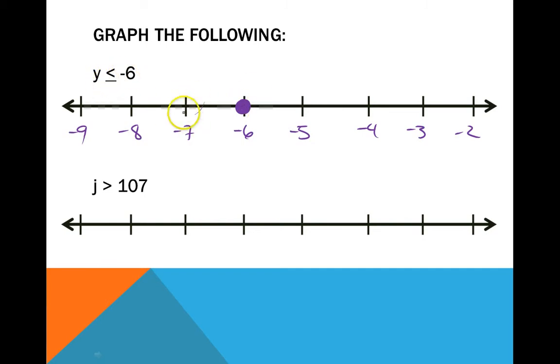Y is less than or equal to negative 6. Negative 7 is less than or equal to negative 6. I always want to check those numbers. Does that make sense? That's always a question I want to ask myself. Does that make sense? And there we go.